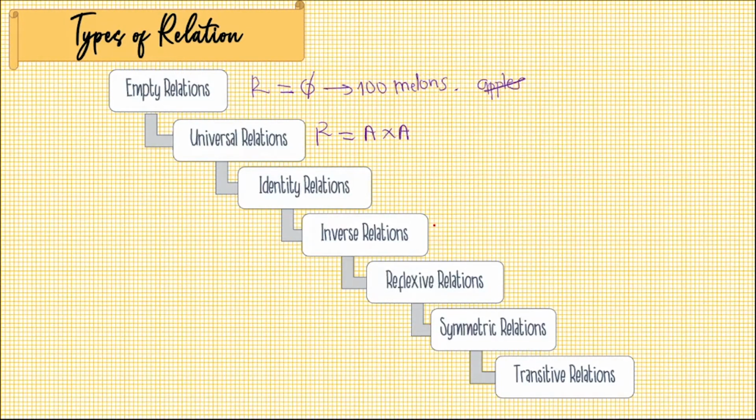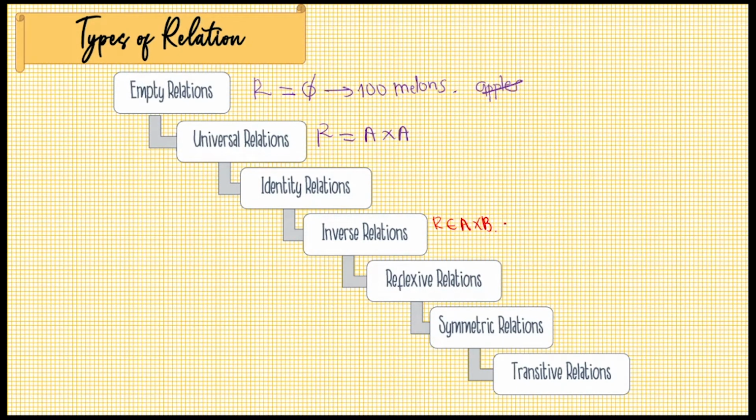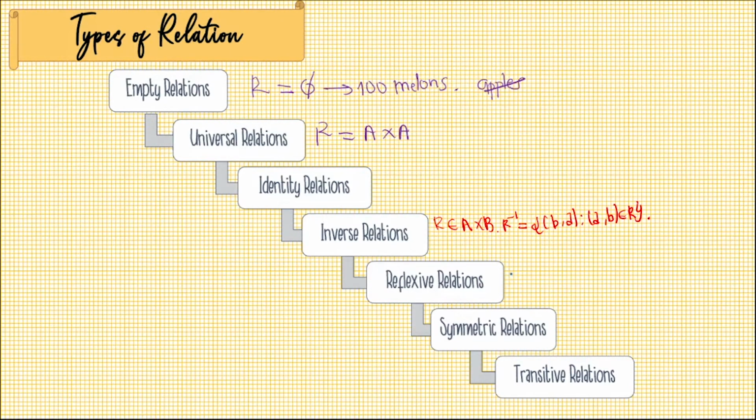Fourth is inverse relations. If R is a relation from set A to set B, there is relation R, element A cross B. So, the relation R inverse equals a set of all ordered pairs (b, a) such that (a, b) is an element of relation R.